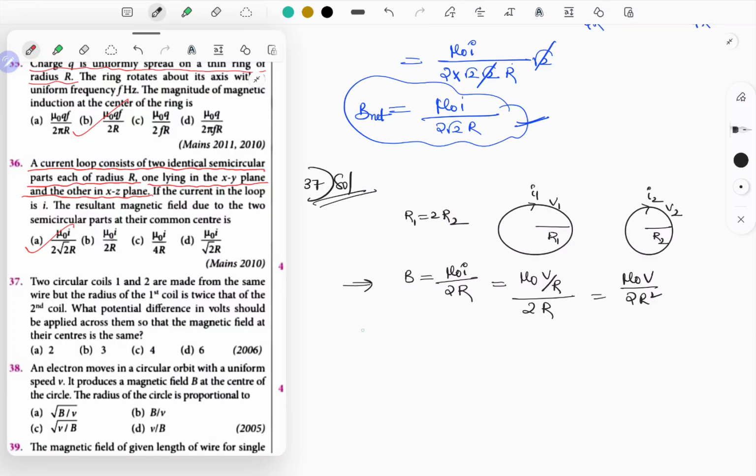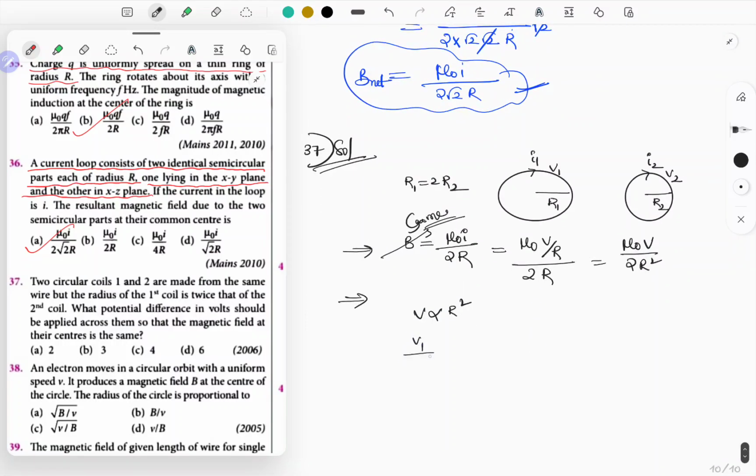As they said, the magnetic field is the same. So as this magnetic field is the same, then potential is directly proportional to R square, right? So let me write V1 by V2 is equal to R1 by R2 whole square. R1 is 2 times R2, right? So if you substitute it as 2 times R2, it's going to be 4. V1 by V2 is equal to 4.